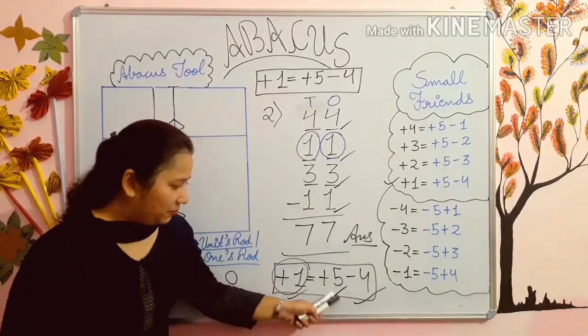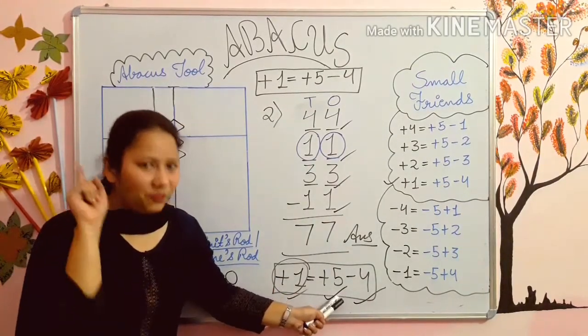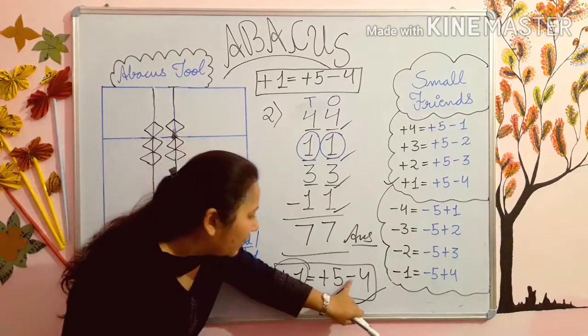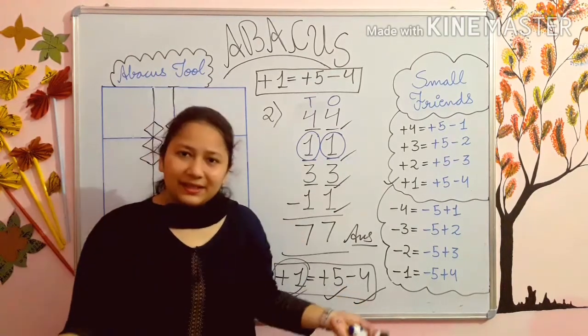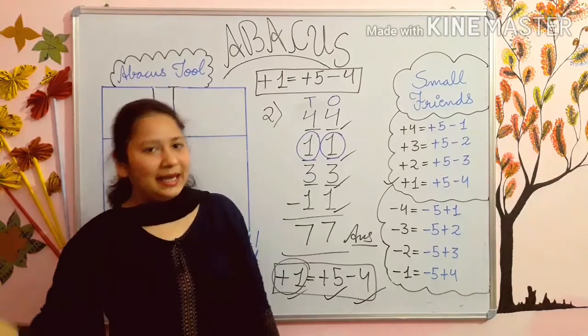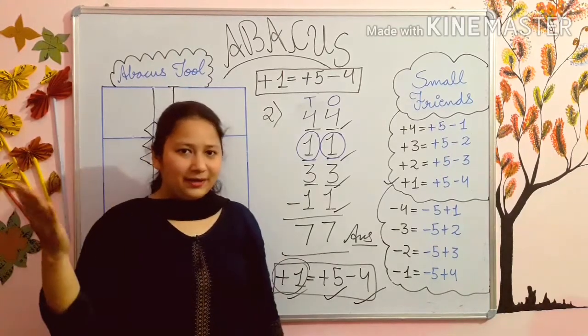First of all you have to do 5, means plus 5. आपको 5 add करना है. Then you have to do minus 4. आपको 4 को minus कर देना है. And your 1 will get added. Just learn it in your mind.